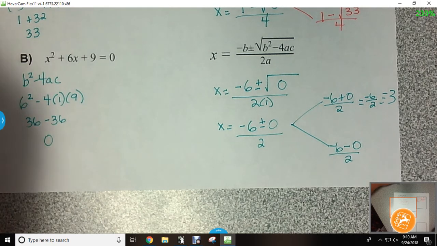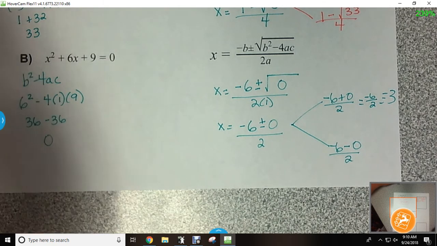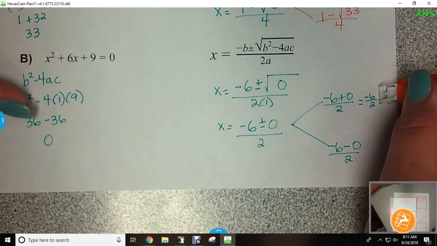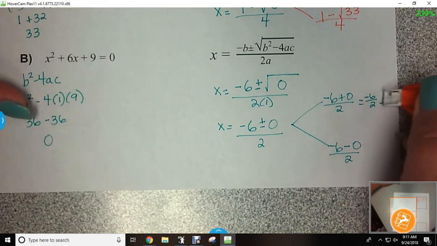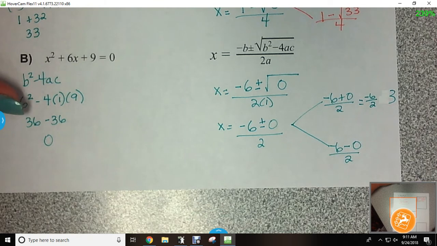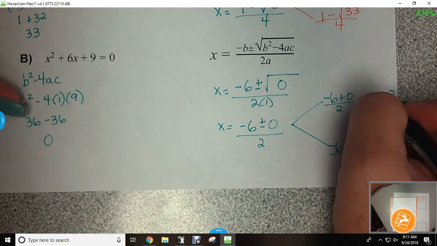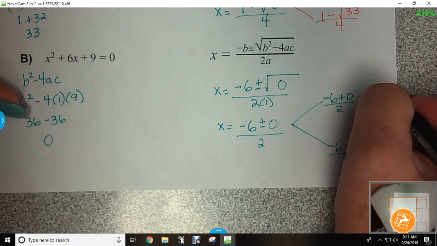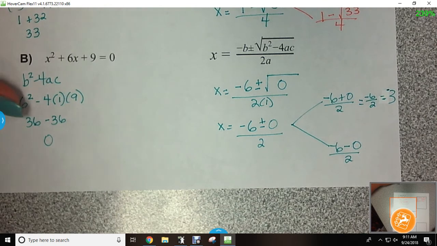Negative's kind of hard to see there. It's almost part of my equal sign. Let's try again. That's a little bit better.